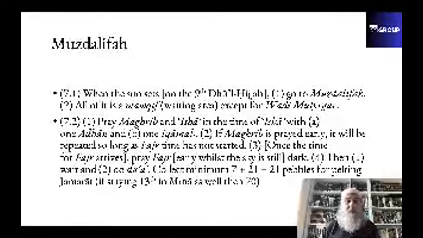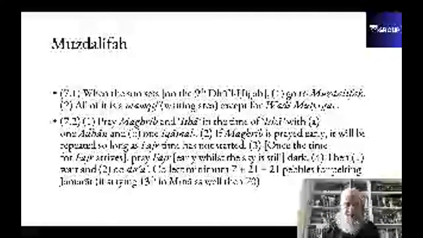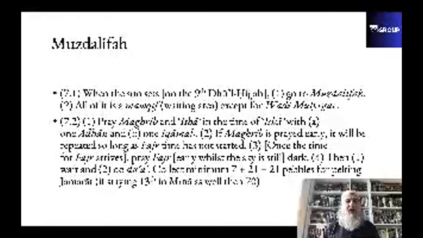If, however, for whatever silly reason you've prayed Maghrib early, you will repeat it, because this is against the Sunnah. So you will repeat it as long as the Fajr time has not started. Once the time for Fajr arrives, you pray your Fajr whilst the sky is still dark. Then you wait and you make dua. The only thing you're really doing here from a ritual perspective is you're collecting pebbles.